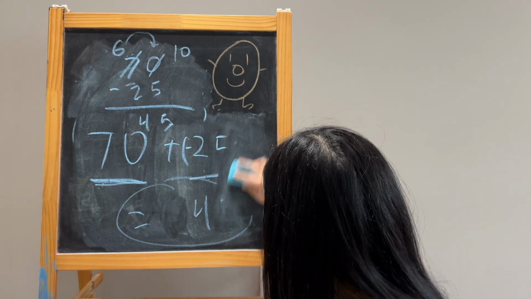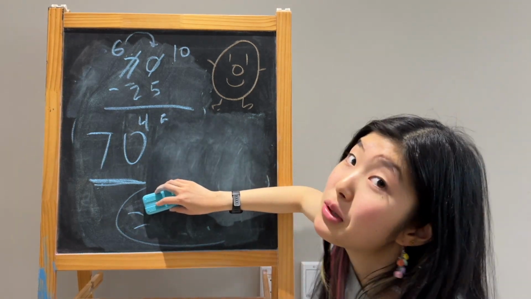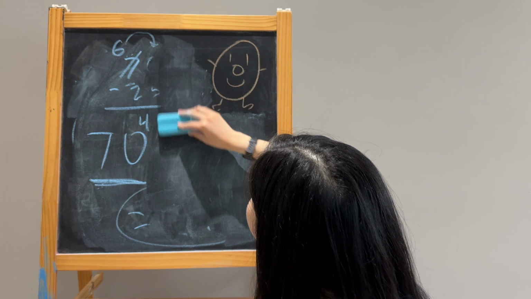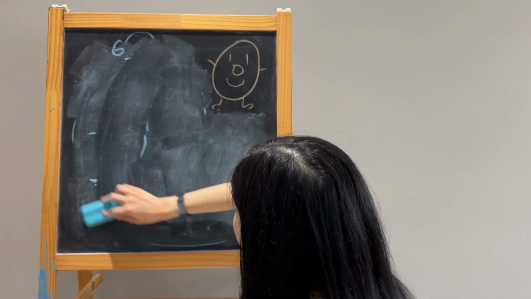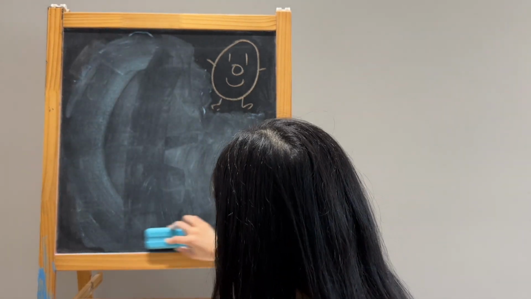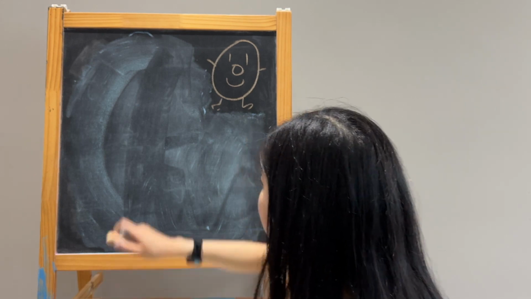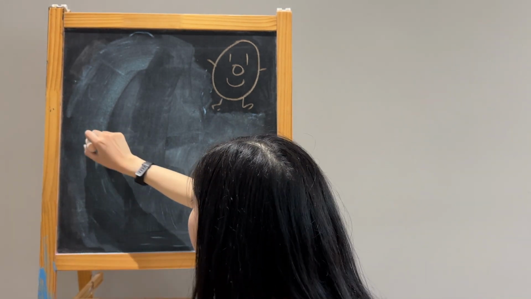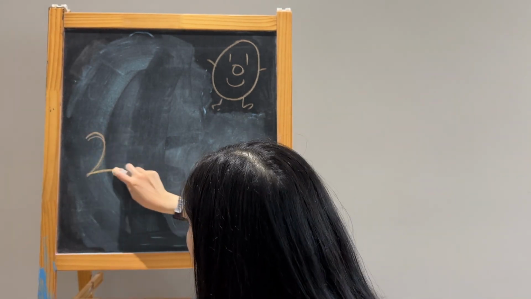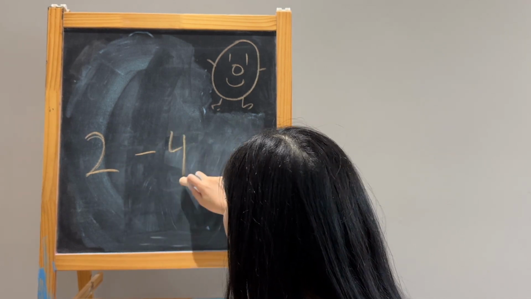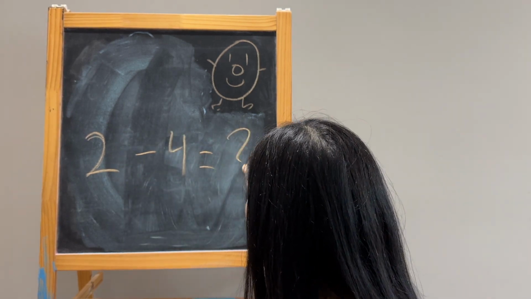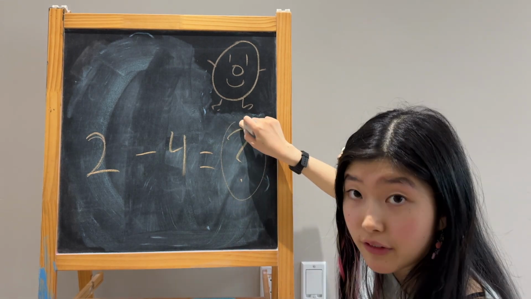Okay, great. I think we can move on to subtraction now. So if we have two numbers, let's say 2 minus 4. So this is called the difference.